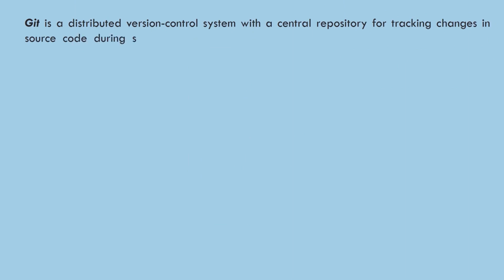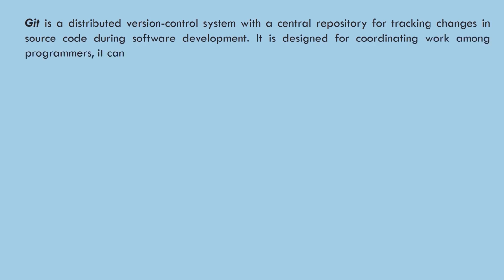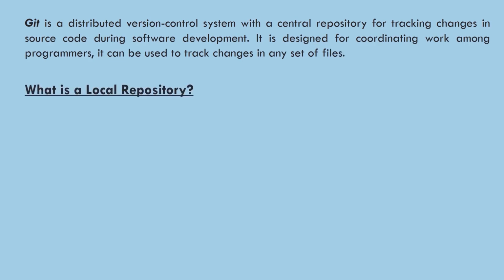Now, Git is a distributed version control system with a central repository for tracking changes in source code during software development. It is designed for coordinating work among programmers. It can be used to track changes in any set of files. What is a local repository?